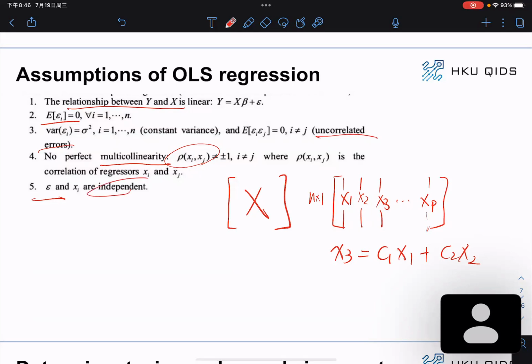But if they are not independent, what can we do? We can do a two-step OLS, okay? It's an advanced topic in econometrics. And if you are interested, feel free to Google it or Baidu it, okay?